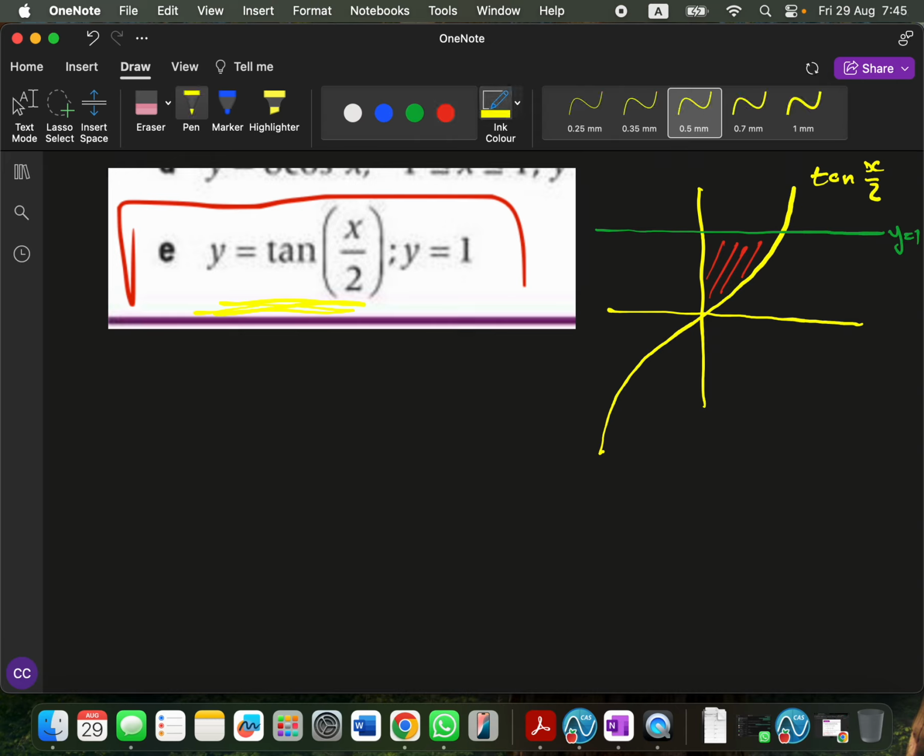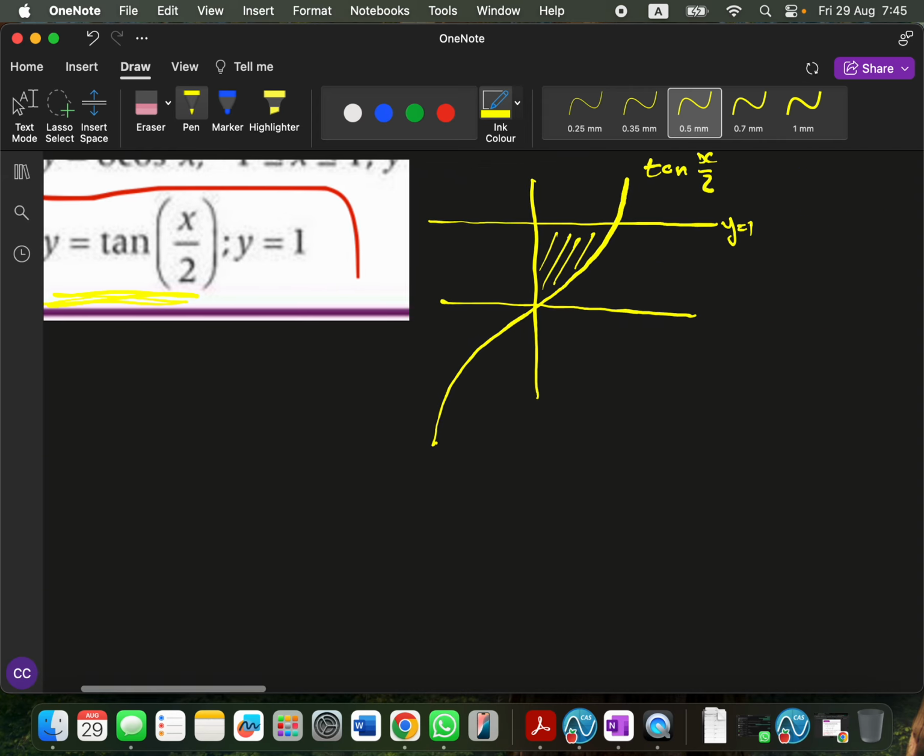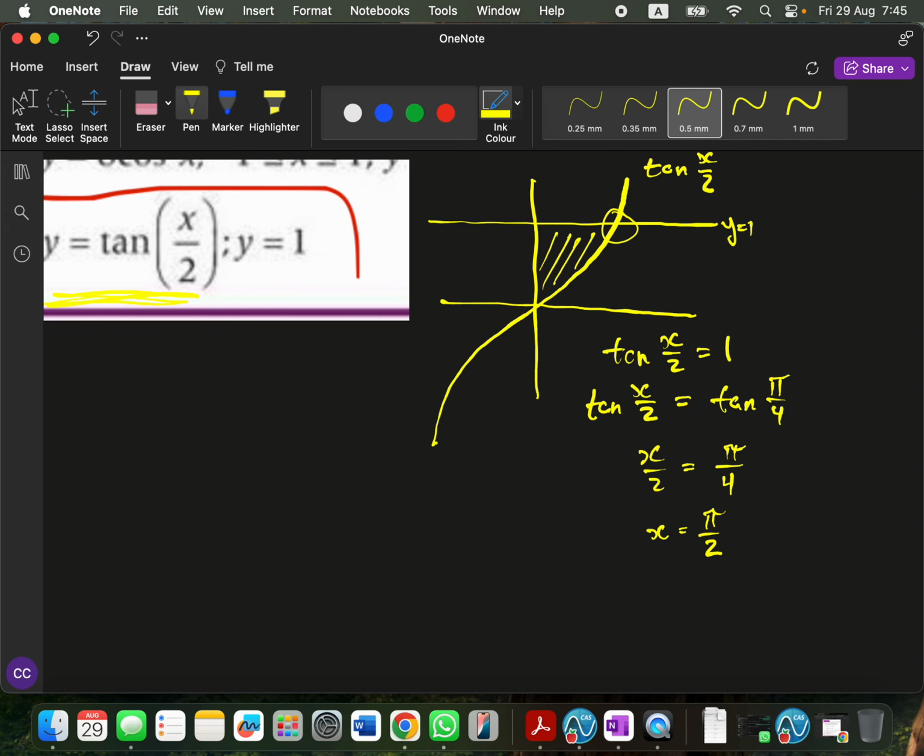So in order to do that, one of our first steps is going to be to figure out where these two things cross. So where is the tangent of x over 2 equal to 1? Well, tangent of pi over 4 is the same as 1. So the tangent of x over 2 is equal to tangent of pi over 4, which means that x divided by 2 has to be the same as pi divided by 4. So x is pi over 2.